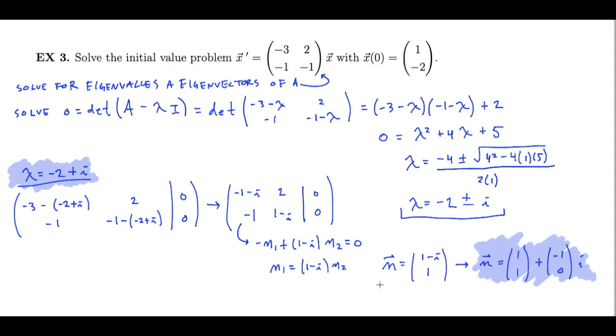As we saw in example 1, there's nothing wrong with this form of the vector, but I do want to push it a step further and break it into this form here so that I can clearly identify the A vector and the B vector that will be used for my general solution.